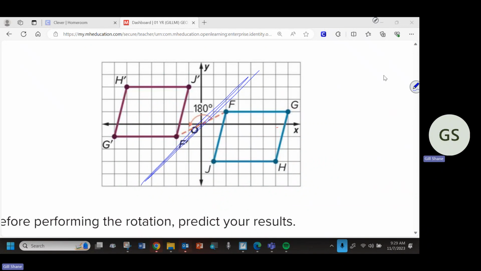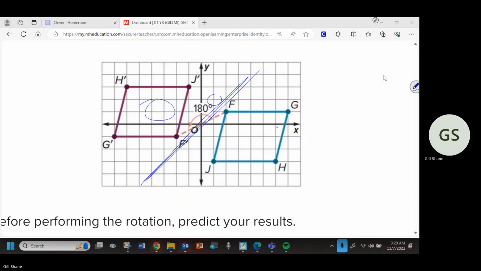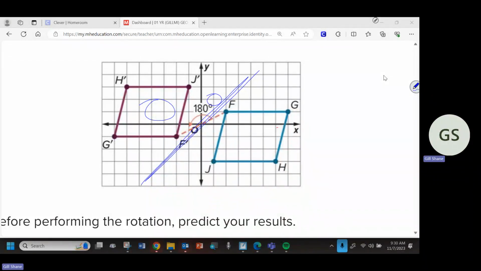So I quickly drew in that line. If I reflect over J, I'd go in this direction. J is going to be somewhere in there, right? You could do that with any point, really. You could see it doesn't match up. For F, I'd pick the one closest to the line. If I reflect F, it's going to be right there. Well, clearly that's not where F is. F is way down here. So again, a reflection, hopefully you're seeing that, doesn't work.